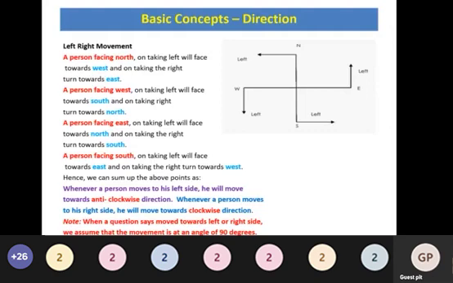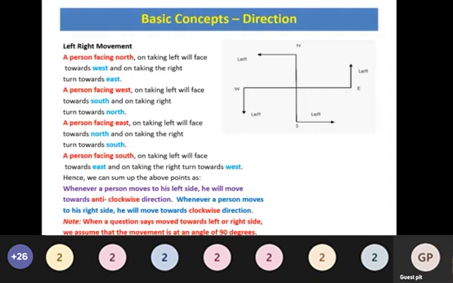Very important one. Whenever a person moves to his left side, he will move in an anti-clockwise direction. Whenever a person moves to his right side, he will move in a clockwise direction. So left means anti-clockwise and right means clockwise. These are all the points we should keep in mind before taking up the problems. If we solve as many problems as possible, all the points will come to mind, so that it will be easy to crack the exams.